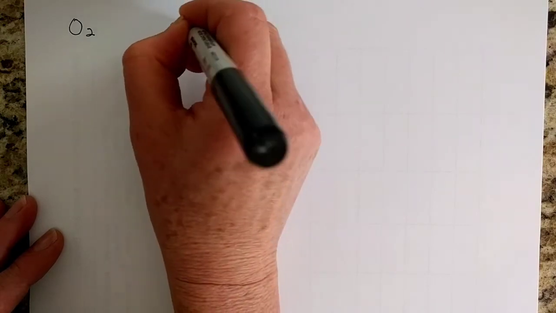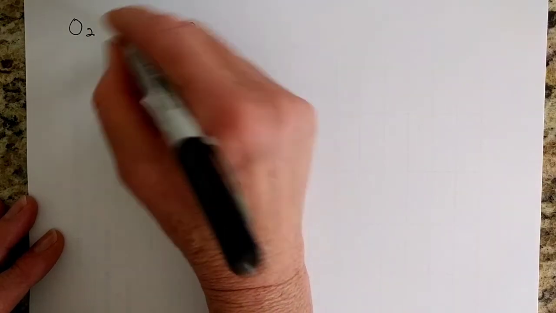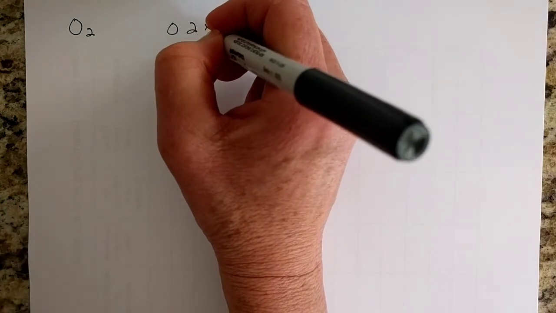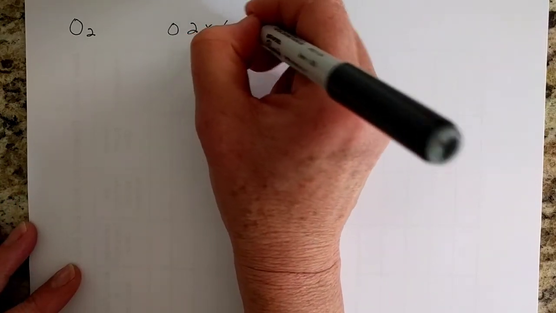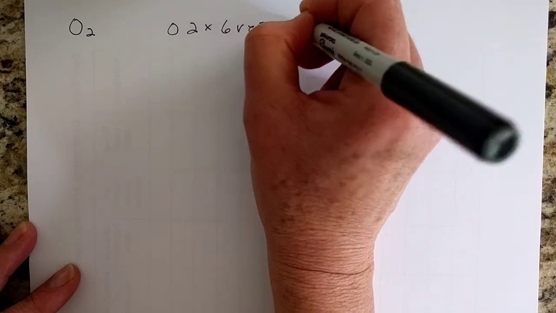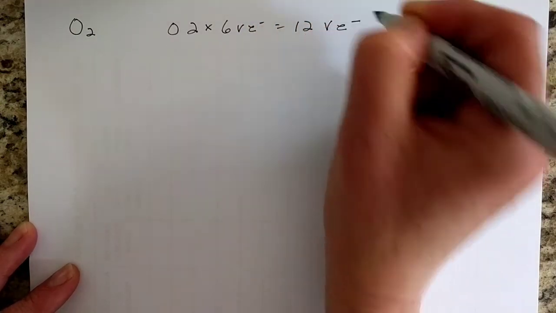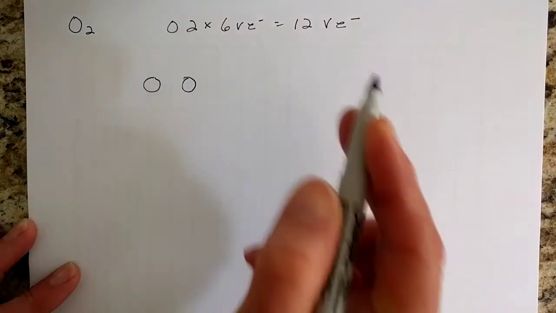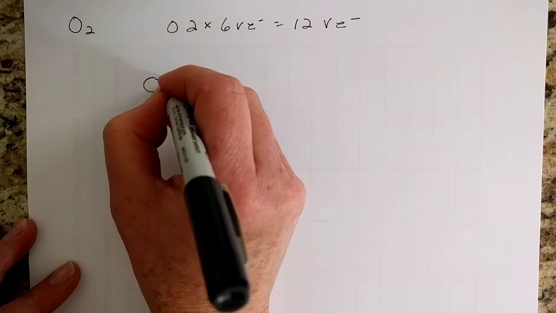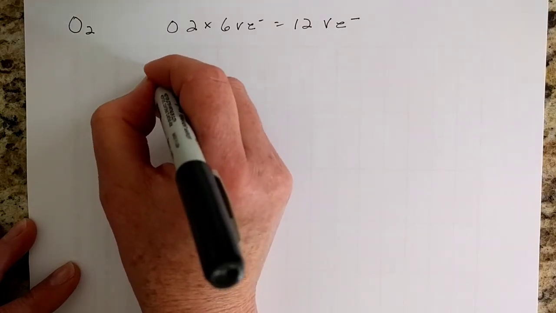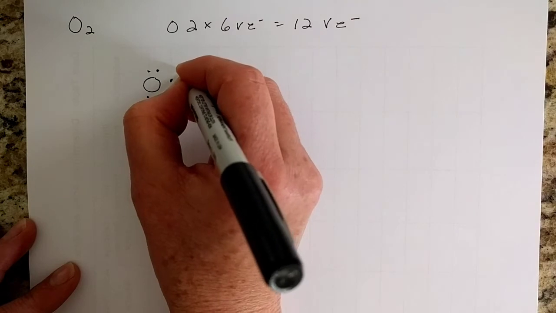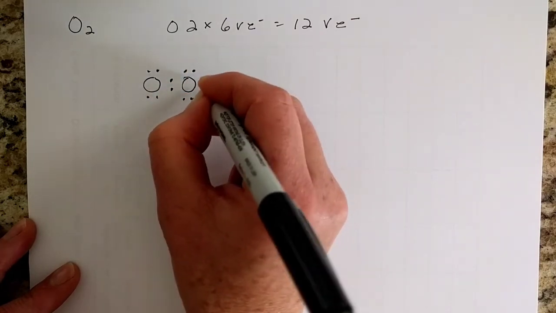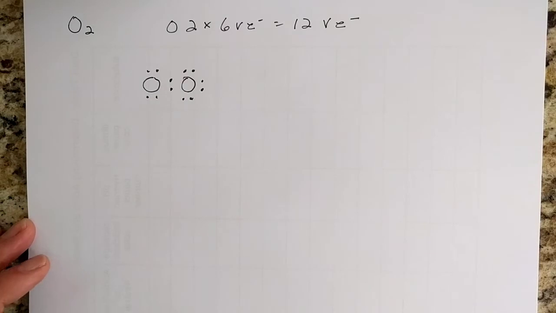Okay, so now let's take a look at a molecule of oxygen, O2. So we have oxygen, there's 2 of them in our molecule, times each oxygen has 6 valence electrons. Oxygen is in group 16 for a total of 12 valence electrons. Okay, so we put our oxygen atoms in, and now we're going to go ahead and put in our 12 valence electrons. So 1, 2, 3, 4, 5, 6, 7, 8, 9, 10, 11, 12.